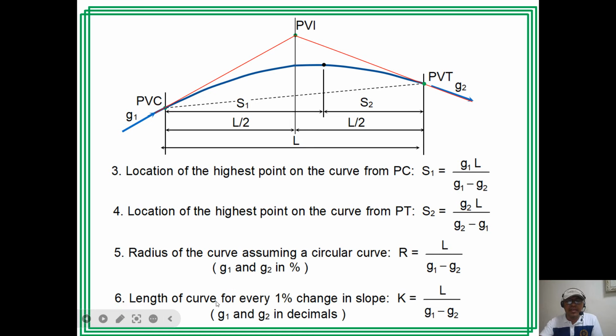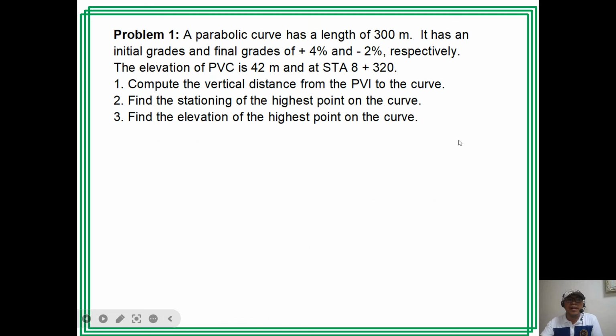Then we have the length of the curve for every 1% change of the slope. So, length of the curve for every 1% change. So, this is G1, then it will change to G2. So, the length K there is L over G1 minus G2. If you compare, that is the same as R. But in number 6, our G1 and G2 are in decimals. Okay? So we can now have problems.